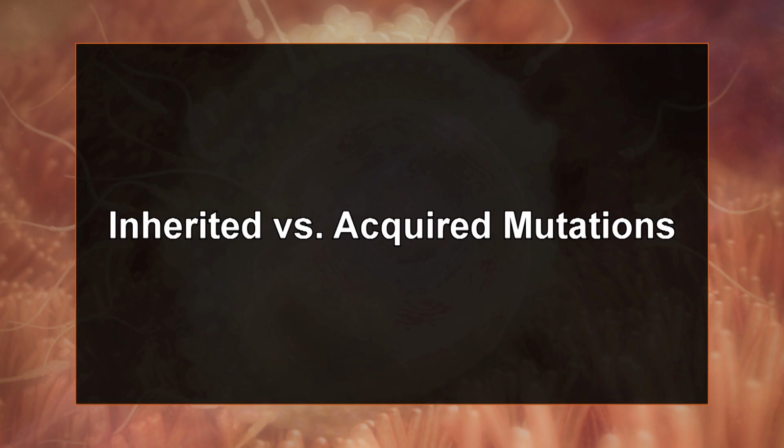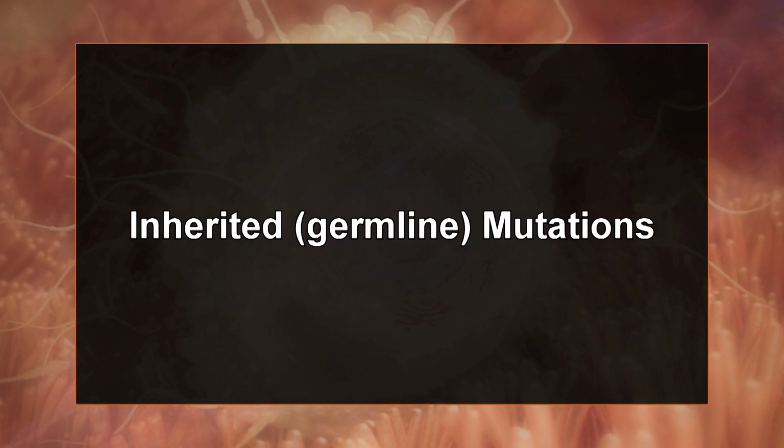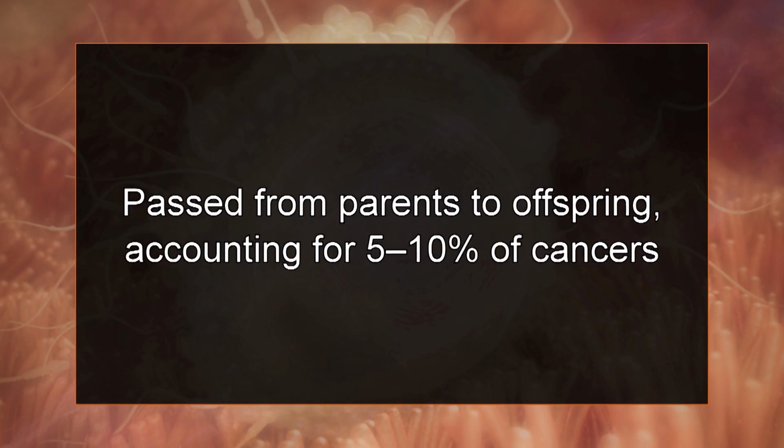Dear students, let's talk about inherited versus acquired mutations. Inherited or germline mutations pass from parents to offspring and account for about 5 to 10% of cancers. Examples include BRCA1 and BRCA2 mutations in breast and ovarian cancer and APC mutations in familial colorectal cancer.